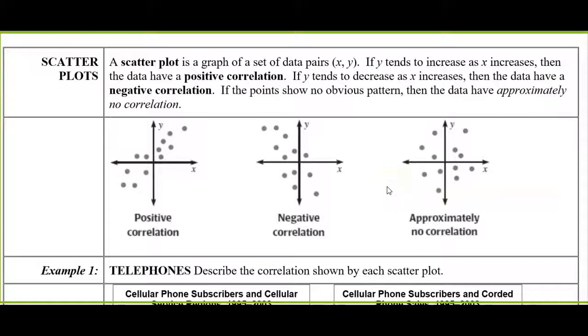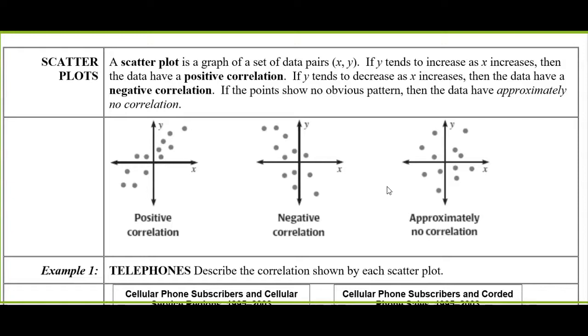A scatter plot, by definition, is a representation of data. Scatter plots have three types of correlation. They can have a positive correlation, a negative correlation, or no correlation. So I would anticipate that you could look at that data and tell me if it is correlated in a positive, negative, or none manner.